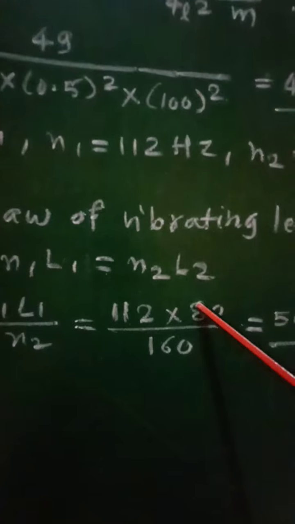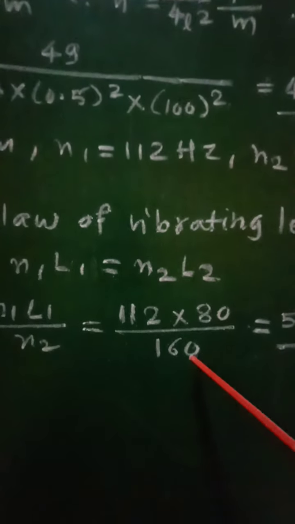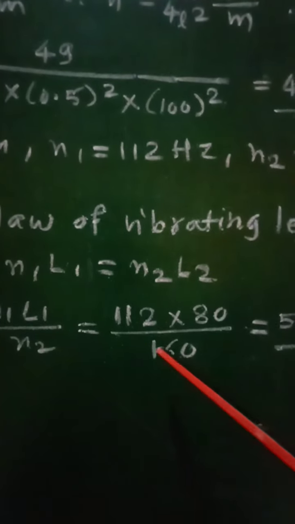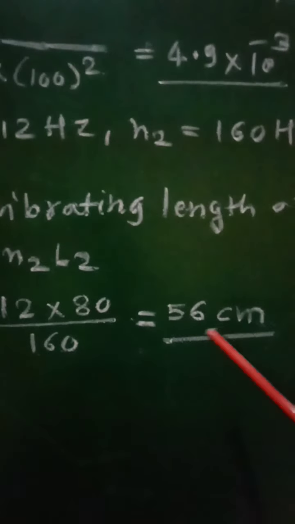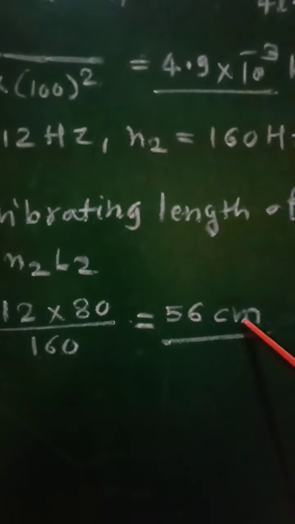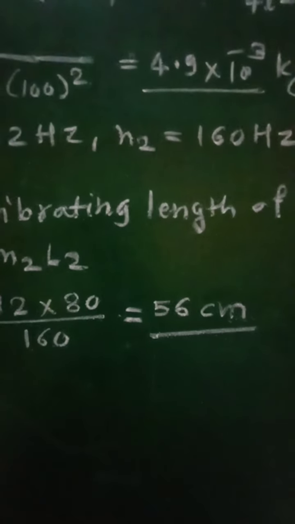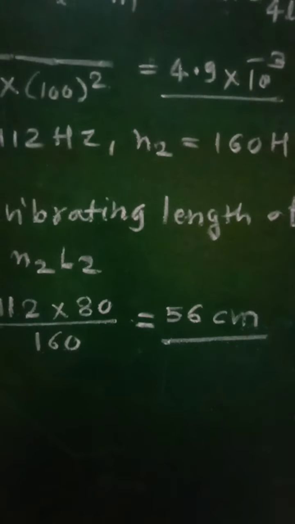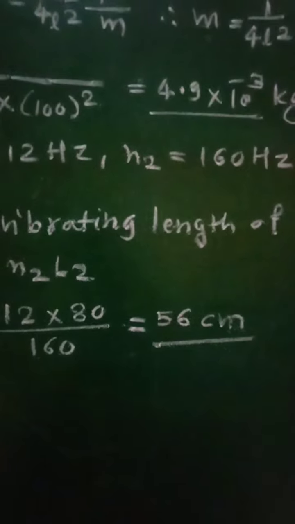Putting the values we will get 112 into 80 upon 160. Calculating this, we will get 56 centimeter as L2. That means that guitarist will press that string at a length equal to 56 centimeter. So that will be the required answer.